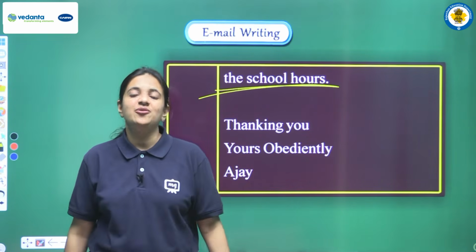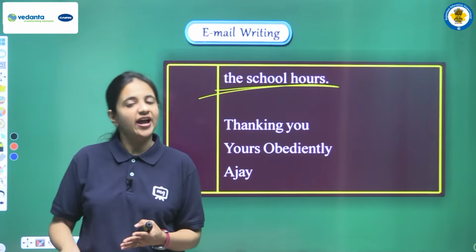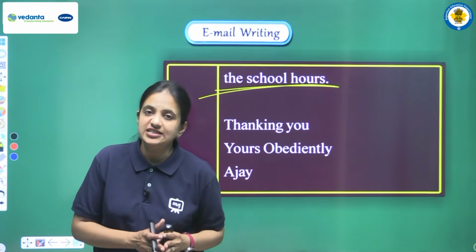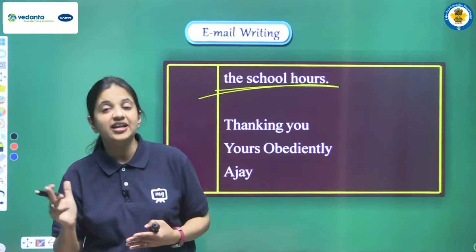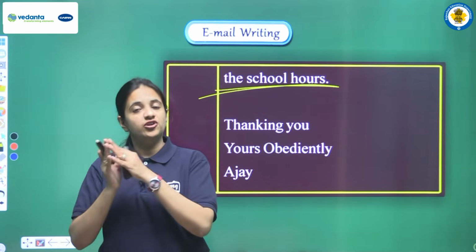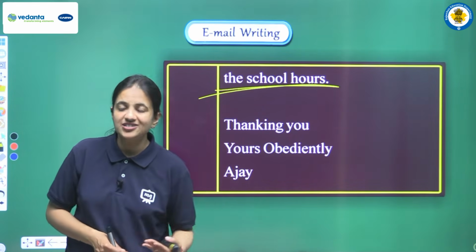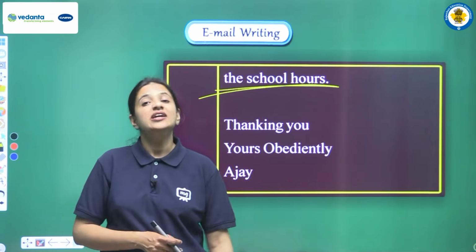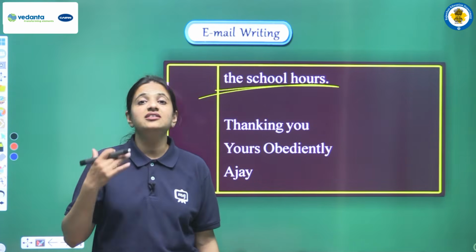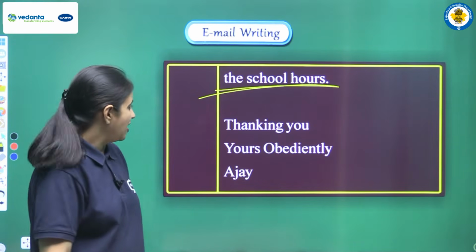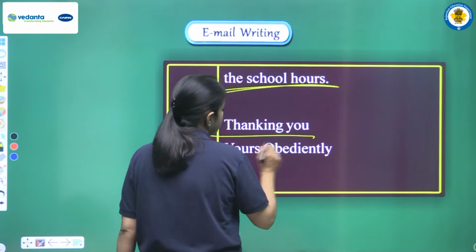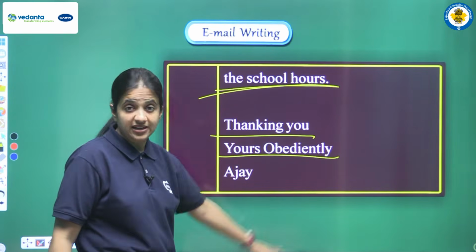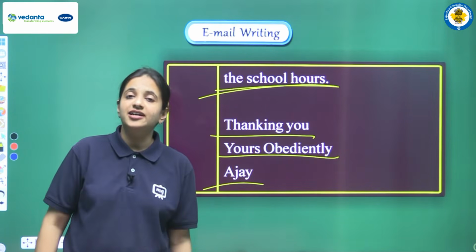So in this email we have written that we are the class head boy, right? And then we have written the problem. What is the problem? The problem is that the syllabus of science subject is not at all completed and examinations are near. So for that we have written our request. So we are requesting to arrange extra classes, and yes, we have given our suggestion also, that you can arrange the extra classes after the school hours. Okay, and after that we can write thanking you, yours obediently, because we are addressing our principal. So we have to write yours obediently, and then our name, that is Ajay.